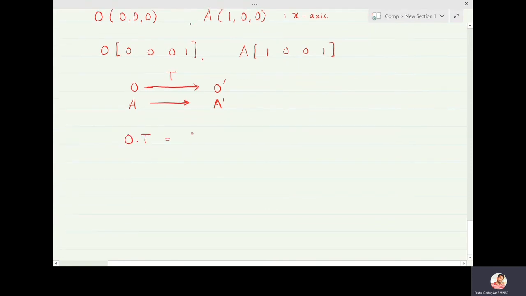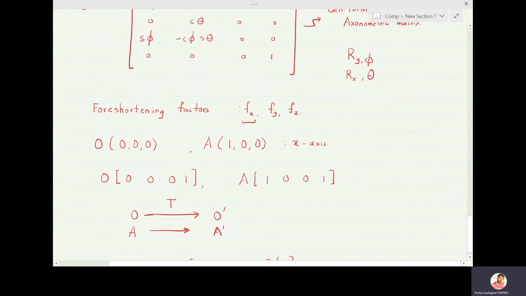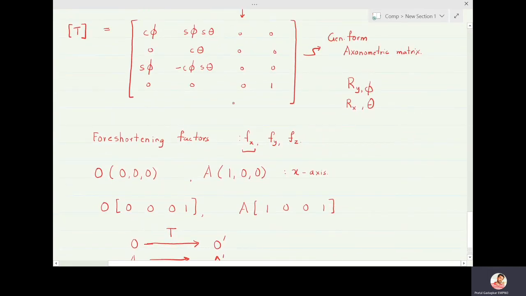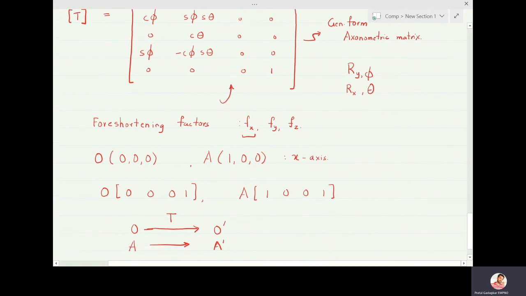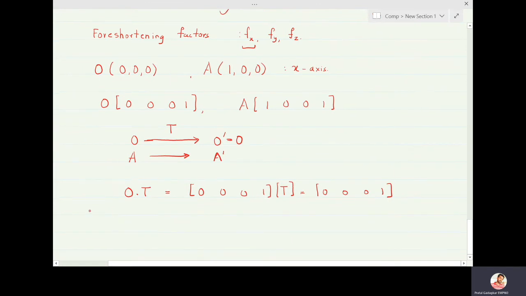What is O operated on by T? O is 0 0 0 1 with the matrix T. The matrix T I have written above. When I multiply 0 0 0 1 with this particular matrix, I am again going to get 0 0 0 1. So this means that the origin is always mapped to the origin under an axonometric projection. When I operate the point A on that T, what is A?